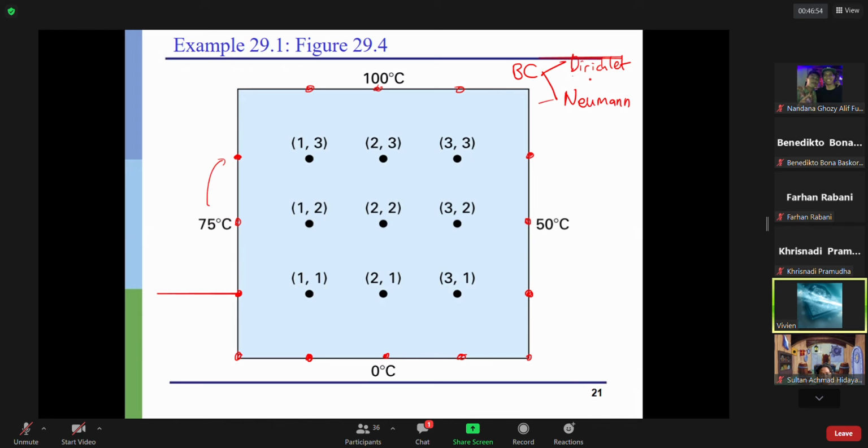The first one is Dirichlet. What is meant by Dirichlet? It means that we give a scalar value for the variable itself. So for example, here we have the temperature. It means that at this boundary, we give the temperature a constant value, which is 50 degrees Celsius. So this is the Dirichlet boundary condition. We give a value, explicitly the value of the temperature at that node, which is 50 degrees.